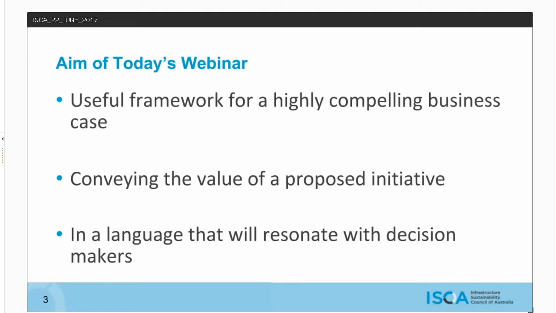So the aim of the guide and today's webinar is to assist you in conveying the value of a proposed initiative through 8 clearly defined steps in a language that will resonate with decision makers. At the end of today's session, you should hopefully walk away with a useful framework for putting together a highly compelling business case for a sustainability initiative. And so format-wise, in today's webinar, I'll take you through each of these 8 key steps with a role-played example from Rick and Glenn. And there'll be some time for questions at the end.